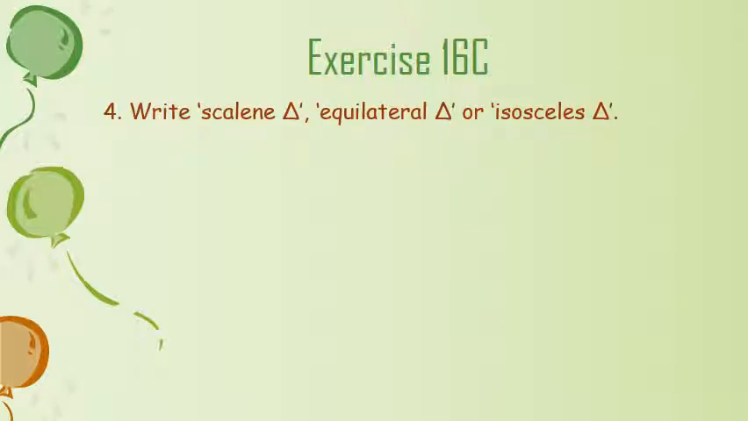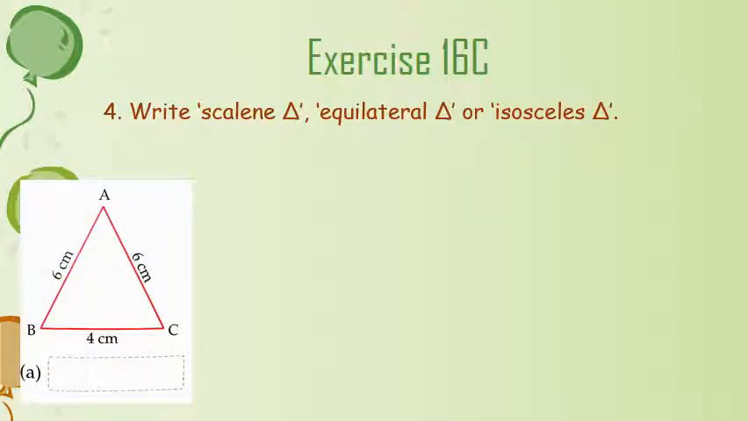Now let's do question number 4 of this exercise. Write scalene triangle, equilateral triangle or isosceles triangle. So let's see the A part. In this we can see a triangle whose sides are 6 centimeter, 6 centimeter and 4 centimeter. Since in this triangle ABC two sides are equal, so this is an isosceles triangle, right?